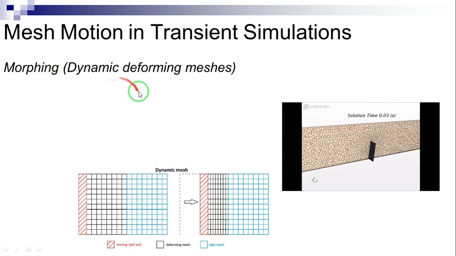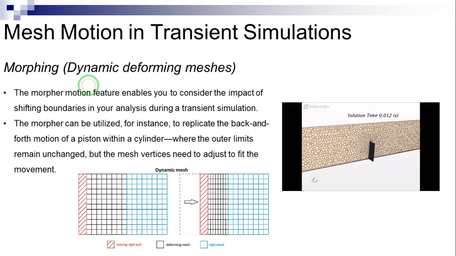Morphing, dynamic deforming meshes. The morpher motion feature enables you to consider the impact of shifting boundaries in your analysis during a transient simulation. The morpher can be utilized, for instance, to replicate the back and forth motion of a piston within a cylinder, where the outer limits remain unchanged, but the mesh vertices need to adjust to fit the movement. The morpher is also applicable in situations where the boundary shape is altering, as shown here in this figure.